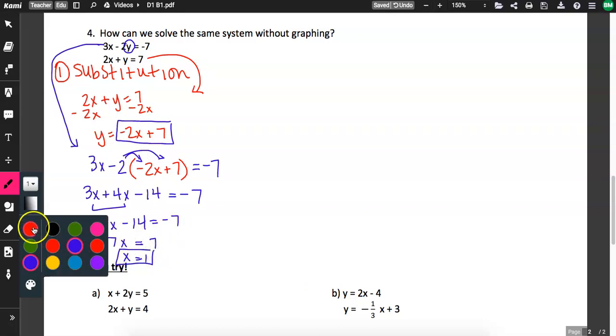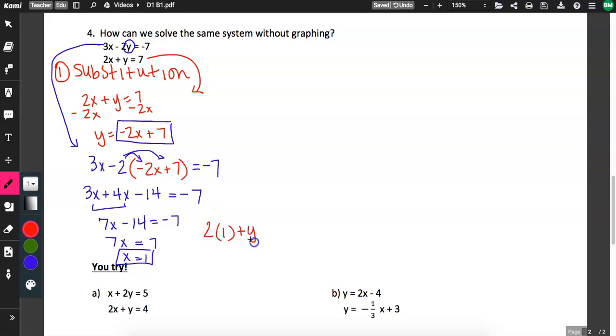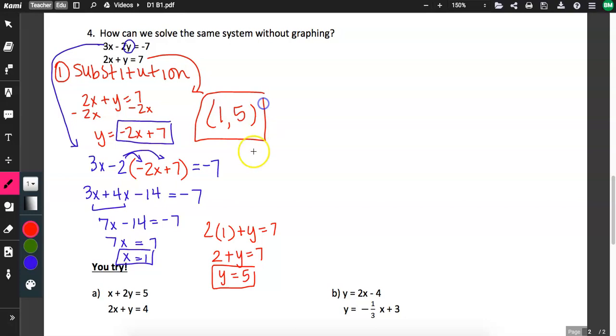Not done yet though. I still have to plug my x value back into one of the equations to solve for y. So I'm going to plug it back into the second equation. It doesn't really matter. So 2 times 1 plus y equals 7. 2 plus y equals 7. Therefore, y equals 5. And this is good because I got the exact same answer that we did when we graphed: (1, 5). That's what we should expect because it's the same system.